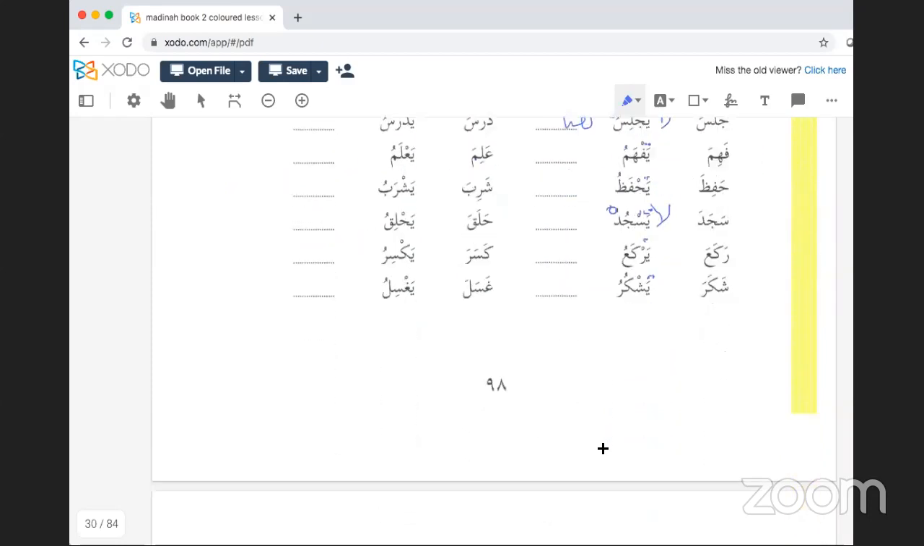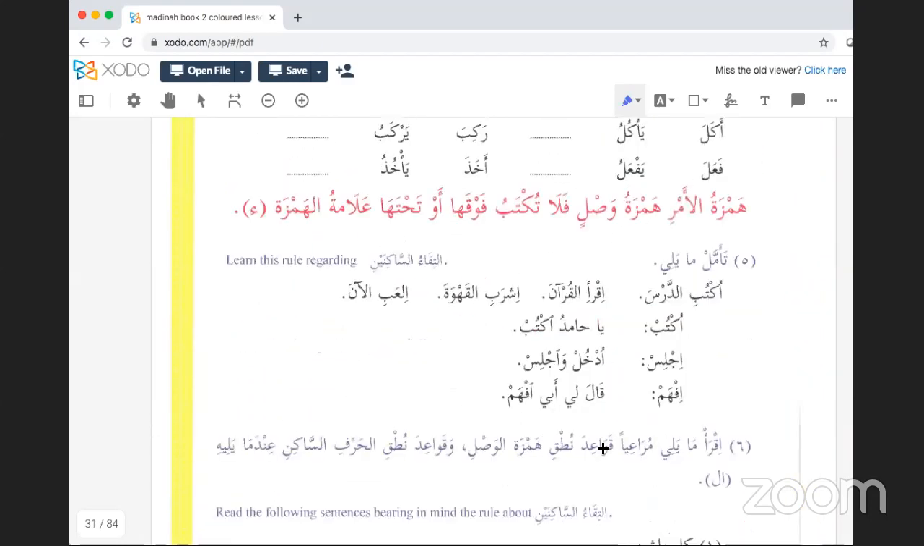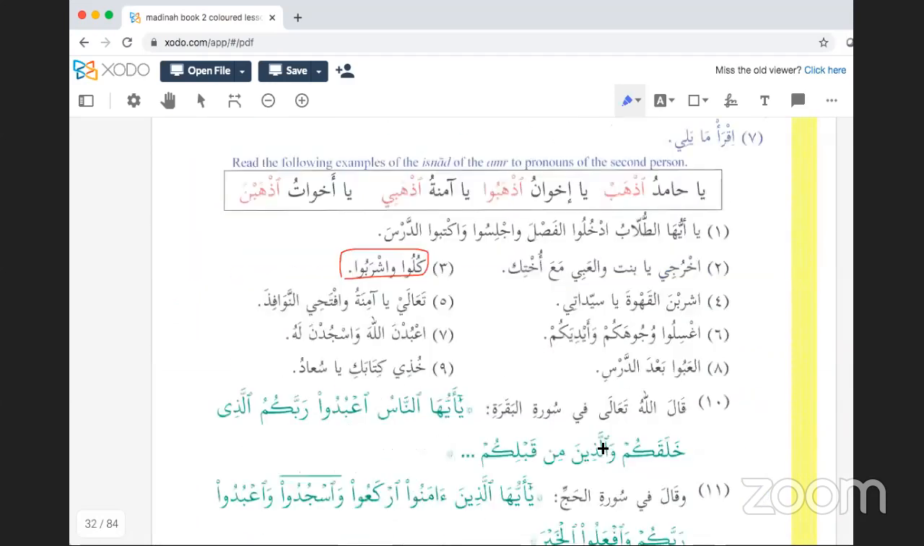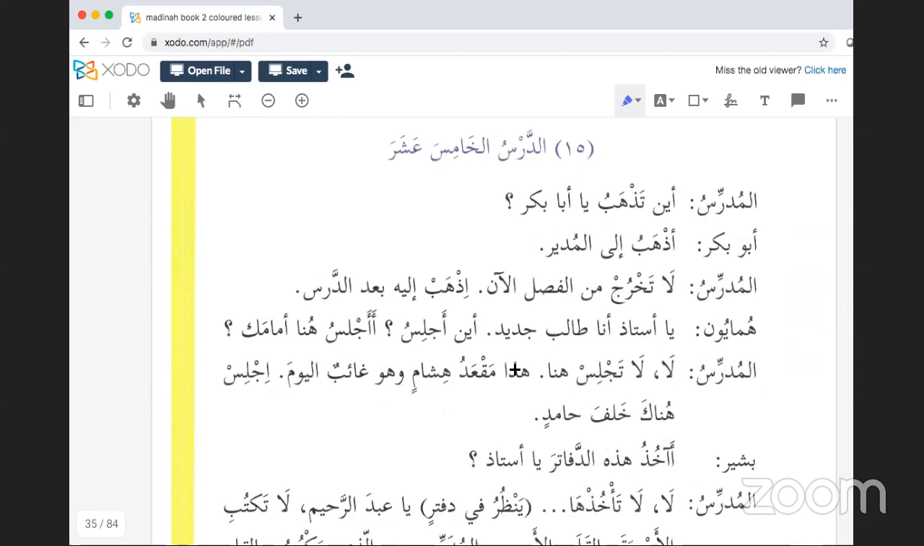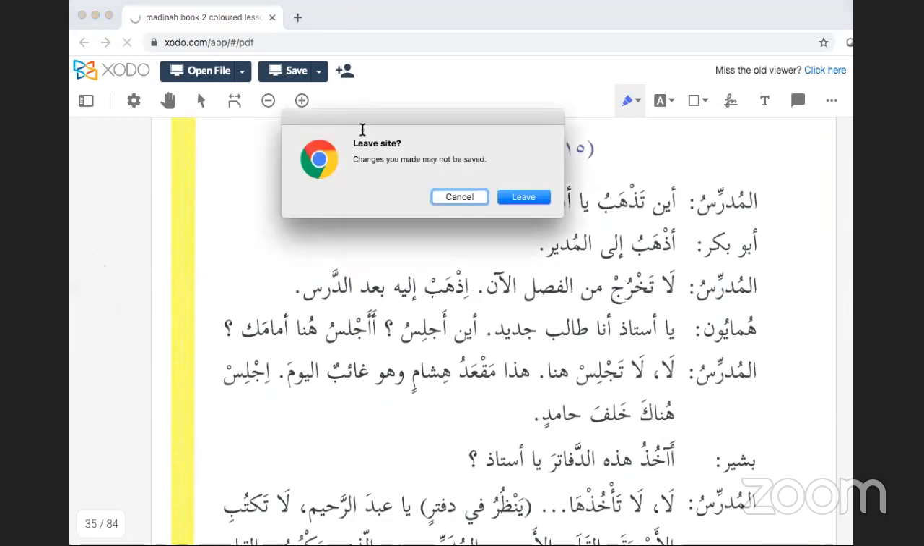Okay, so that was basically some background I wanted to give you on Dars al-Khamis Ashar. So let's go to Dars al-Khamis Ashar. I think the best way is now just to look at the text and see some examples of what we have been talking about.